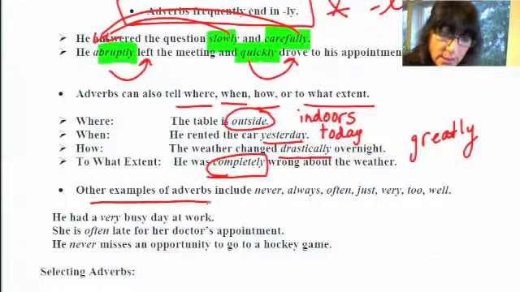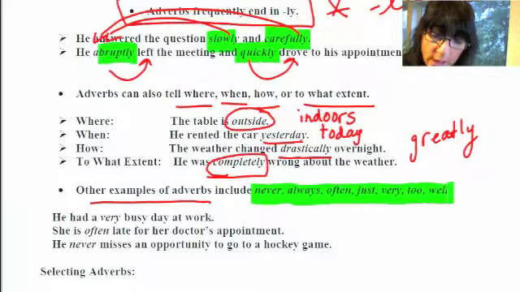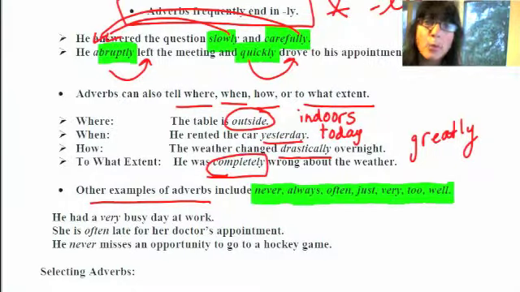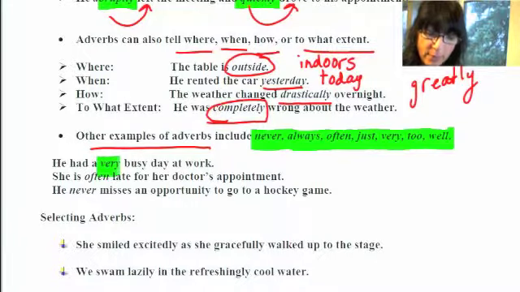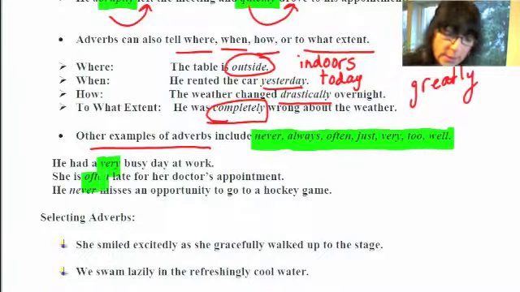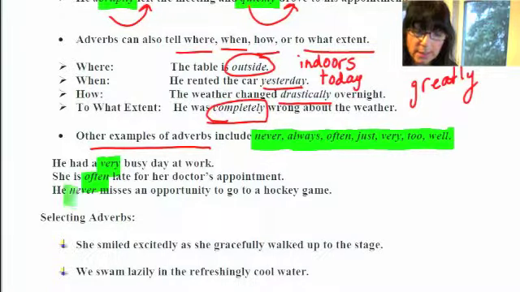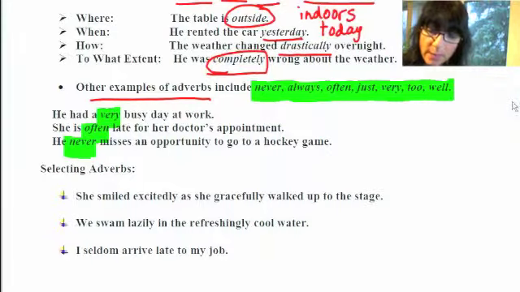The last example of adverbs that I want to point out would be these words, and they include never, always, often, just, very, too, and well. Those words are also considered, they're called adverbs. Let's look at some examples here. He had a very busy day at work. She is often late for her doctor's appointment. And in the last example, he never misses an opportunity to go to a hockey game. So those are all examples of adverbs.